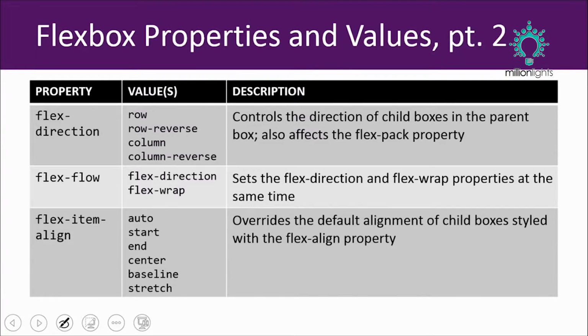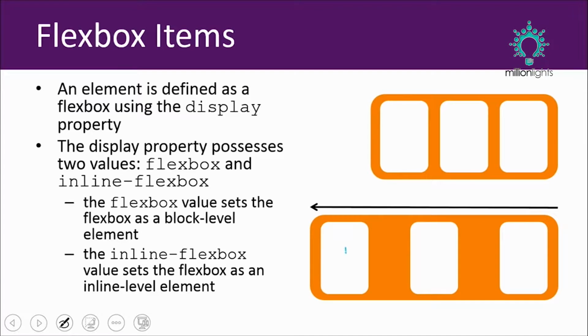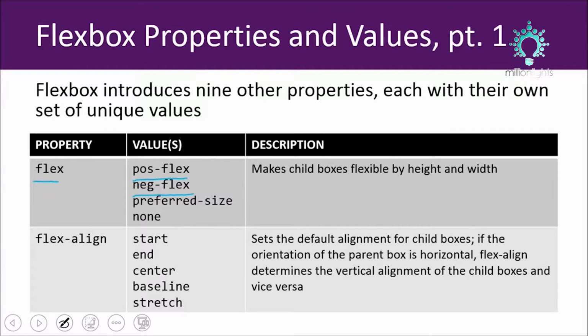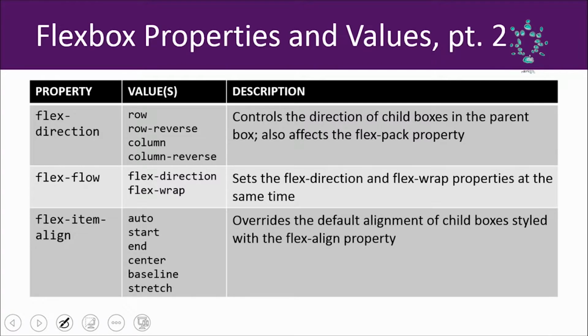So if you have elements like we do here with 1, 2, and 3, we can go ahead and set them up in a row or a column, or we can do a row reverse or a column reverse. So it would go 3, 2, 1 from left to right, or from top to bottom.